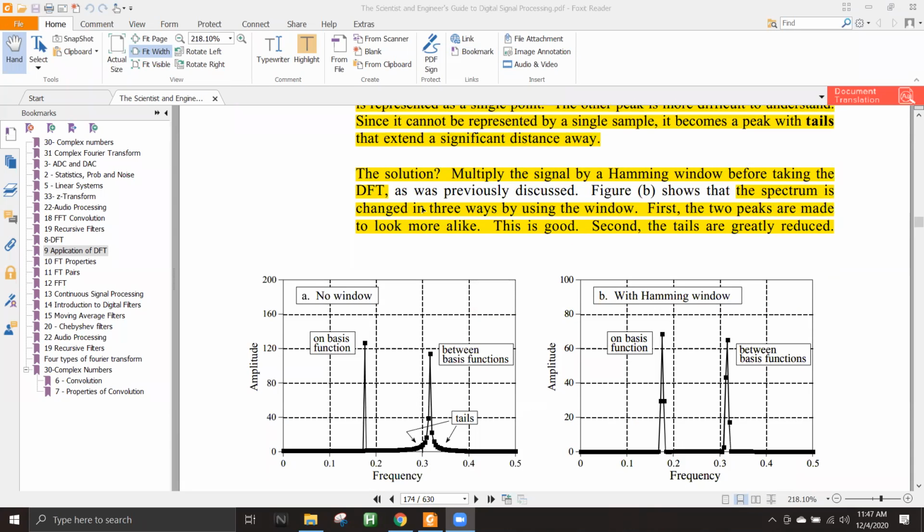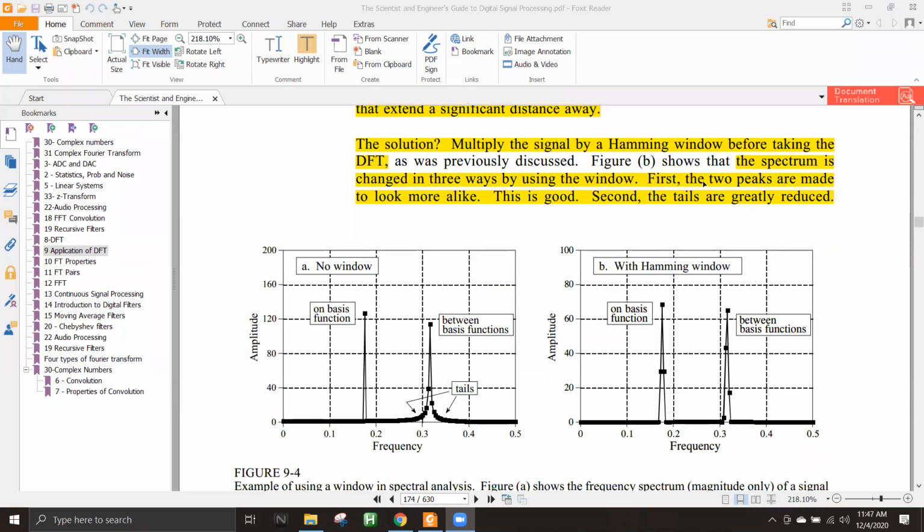So the spectrum is changed in 3 ways by using this window. মানে এই হ্যামিং উইন্ডো মাল্টিপ্লিকেশনে তিনটা এফেক্ট হয়, তার মধ্যে দুইটা পজিটিভ একটা নেগেটিভ। সো উইল বি টকিং অ্যাবাউট দেম নাও। So the first effect is that the two peaks are made to look more alike.